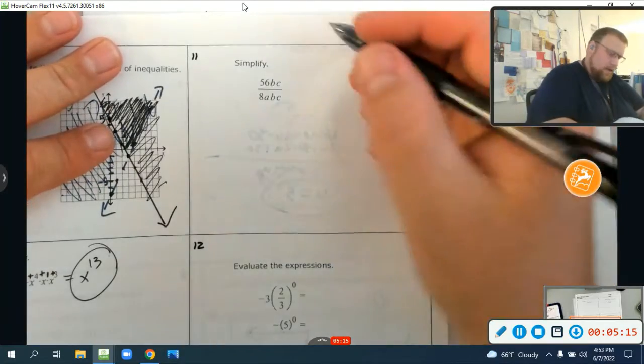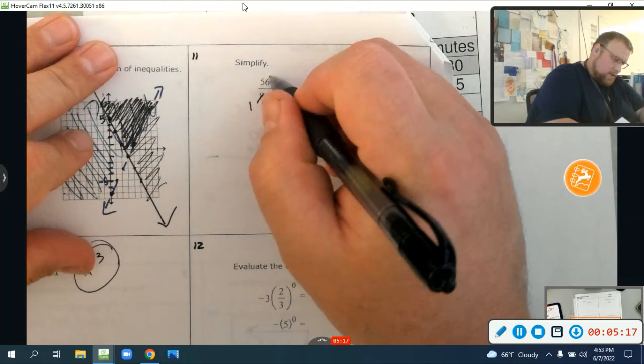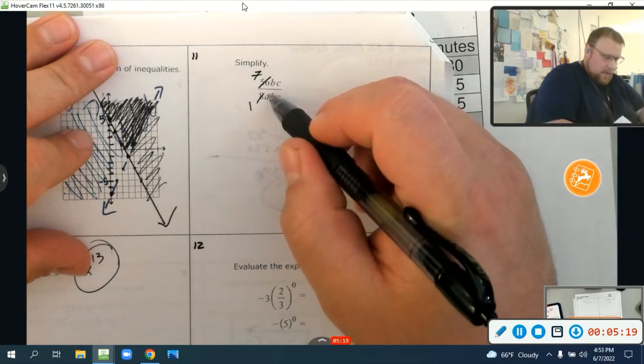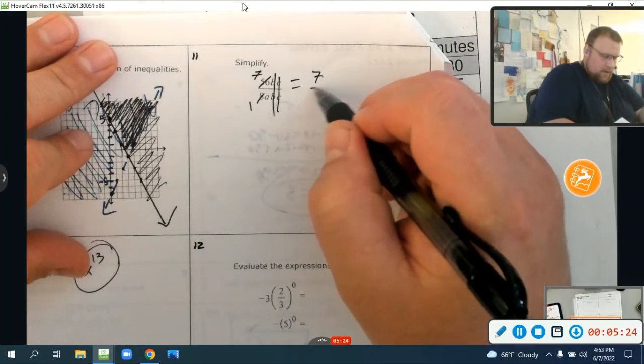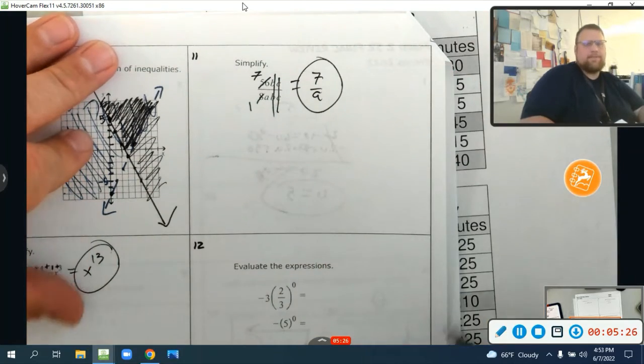Okay, let's take a look down here. Simplify. 8 goes into 8 once, 56 7 times. Nothing to cancel the a, but the b's cancel, the c's cancel, and I'm left with 7 over a, fully simplified.